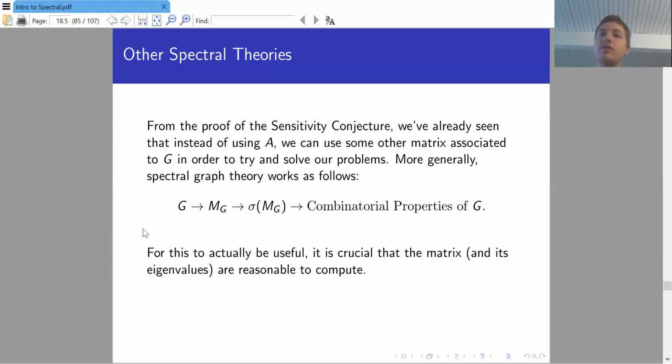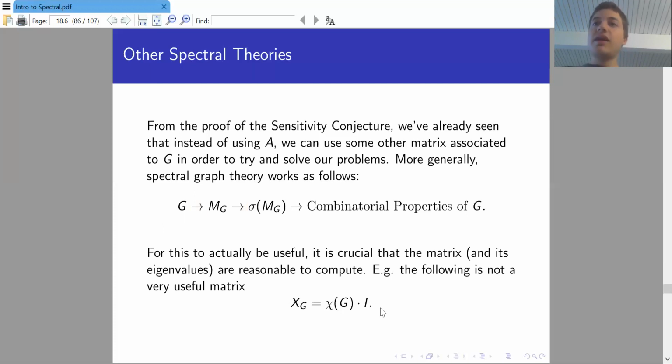So as an example of this, you can consider the following matrix, χ(G), which is defined to be the chromatic number of G times the identity matrix. And the eigenvalues of this matrix are very useful. In particular, if you know the spectrum of this matrix, you know the chromatic number of your graph G exactly. So this arrow is great. The problem is these 2 arrows. Okay, you can define in principle this matrix χ(G), but you can't actually compute it. To compute this matrix in practice, you would have to compute the chromatic number of your graph G, which is quite hard. So this matrix is just not useful with regards to this theorem.